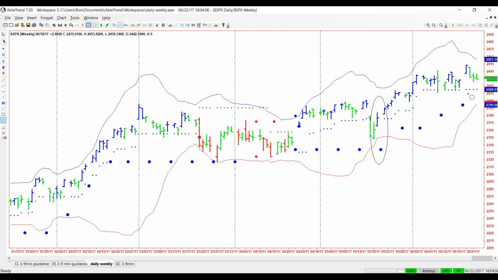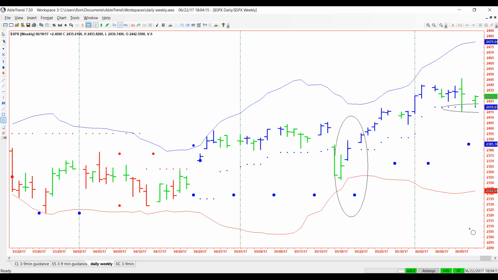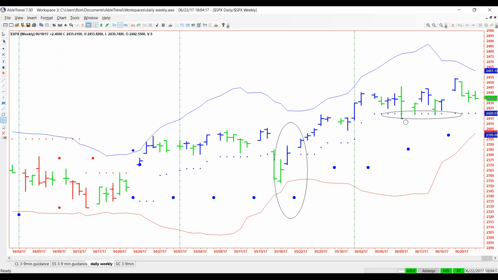We had some really nice support. The support dots, which are the small dots under the price, really did a great job of telling us there was no need to get out, no need to get worried on some of those down days last week and the week before. We just backed down to support, so we're safe. That's what the blue dots tell us. It tells us that we're still in an uptrend, stay in the trade.